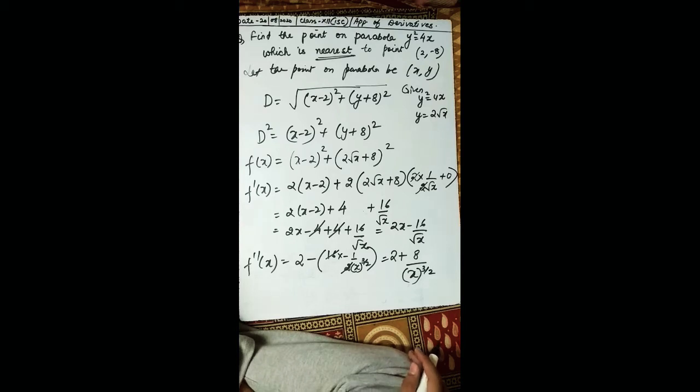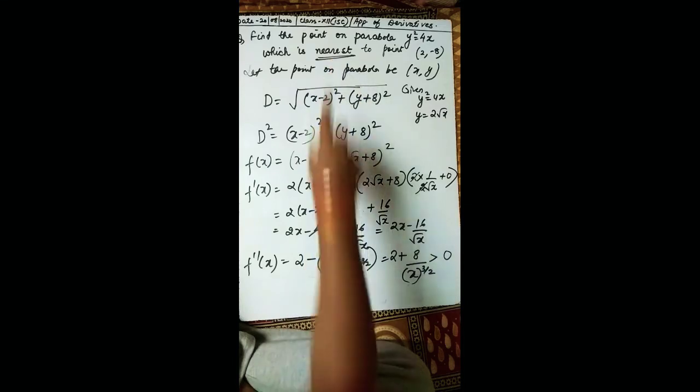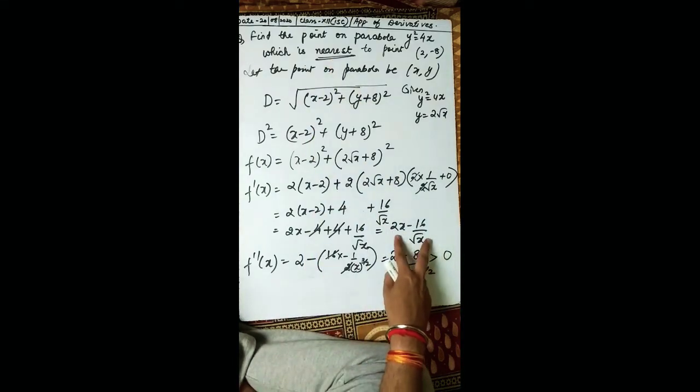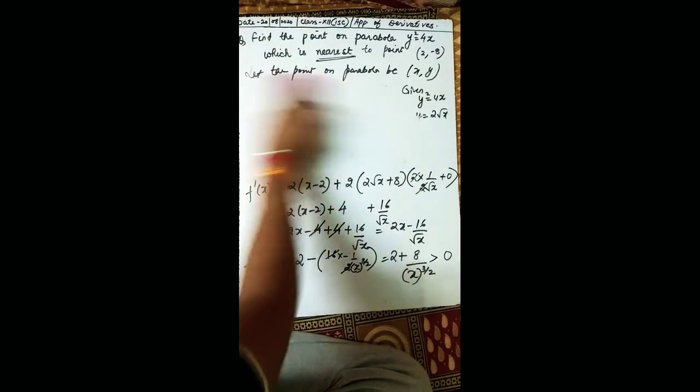Alright, as this is a positive value, it looks like a positive value, but we need to put the value of x here to confirm that it is the case of minima. As this, you can write, no problem, this is greater than 0, hence this is the case of minima. Now if this is the case of minima, we need to put f dash x equal to 0 to get the value of x. So put f dash x is equal to 0.